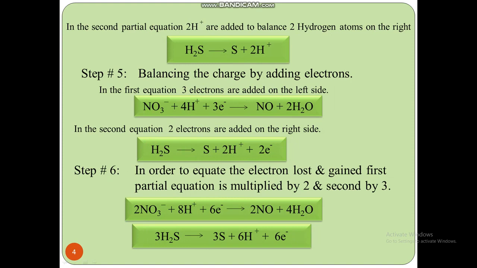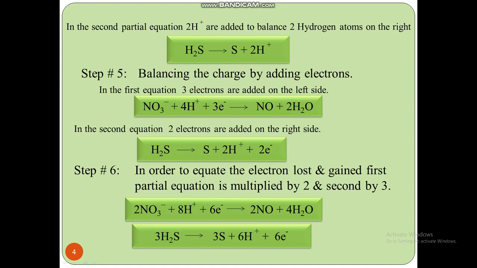Step number 5. Balancing the charge by adding electrons. In the first equation, 3 electrons are added on the left side. On the left hand side, nitrate has one negative ion and there are 4 hydrogen ions. So 4 minus 1 is 3. There are 3 positive charges on the left hand side.